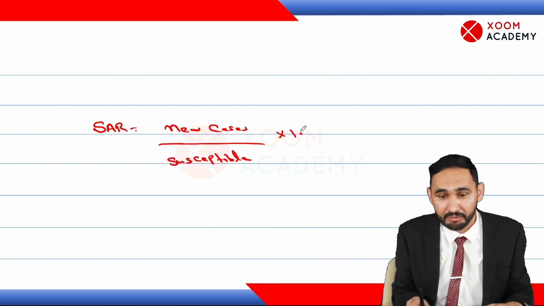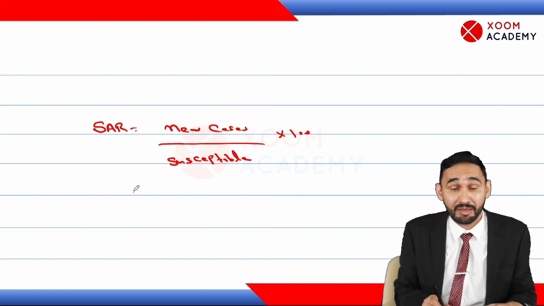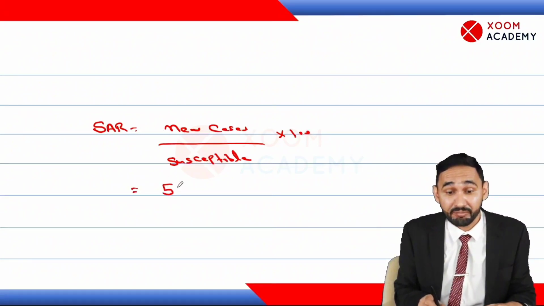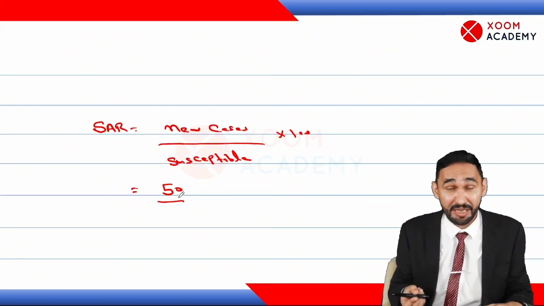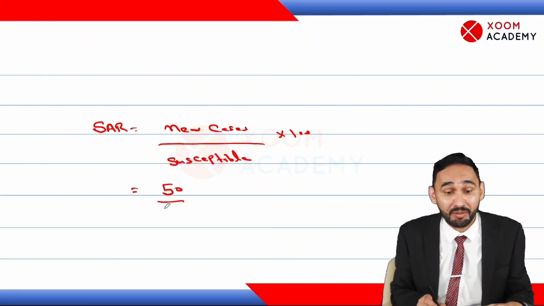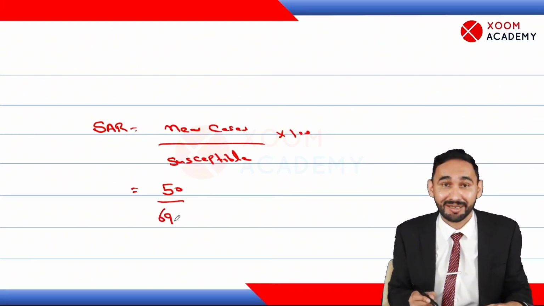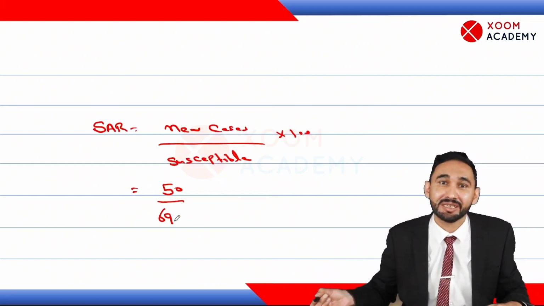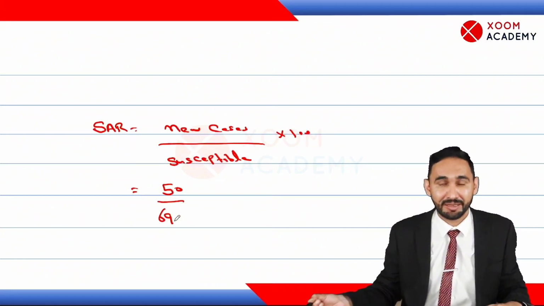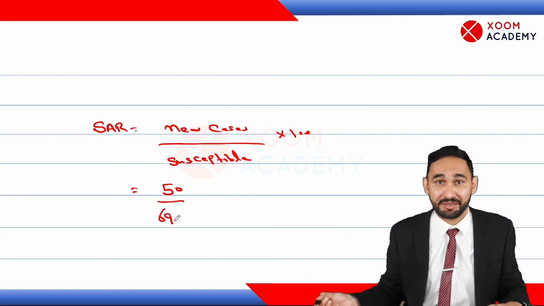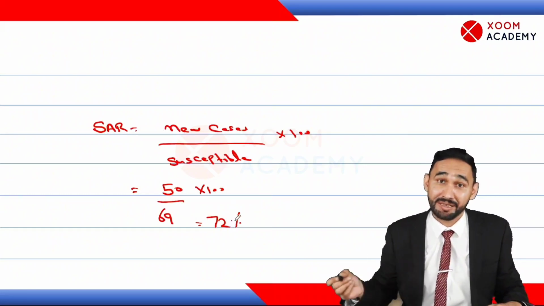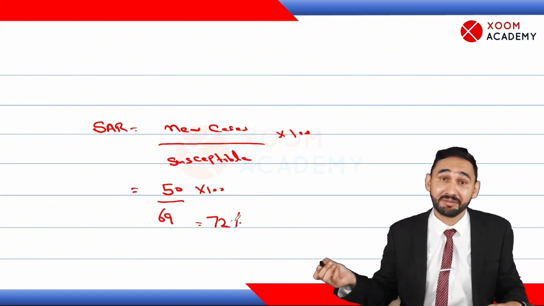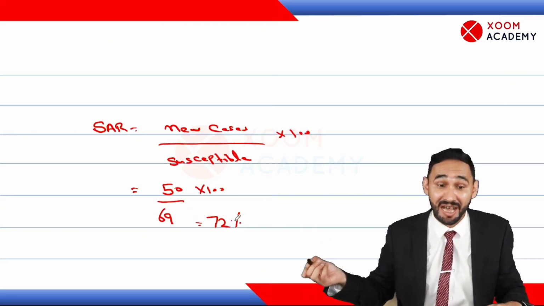Multiply by 100. There are 50 new cases. 50 children developed measles from the primary case, and the total susceptible were 69. Out of 200, 130 were vaccinated. One was the primary case. So our answer will be 72%. The secondary attack rate of measles in this village is 72%, which is quite high.